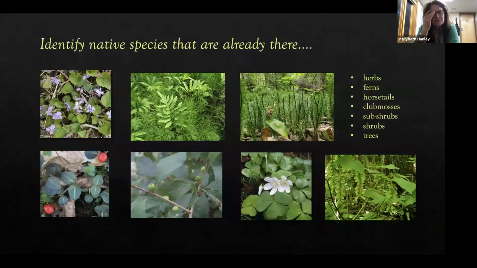So what I would do is, once I got rid of the invasive plants, or at least reduced them to a manageable level, you would want to figure out what kind of native species you already have there, because chances are, you already have some herbs. These are violets. These are native ferns, native horsetails. This is an early vascular little club moss, wintergreen. This is a wintergreen shrub, a little oxalis. This is a maple.